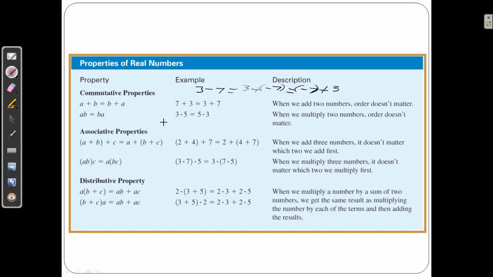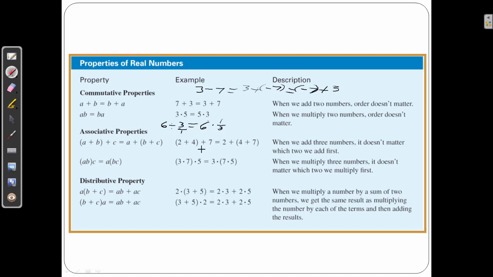So for example, 6 divided by 3, not commutative, but if you rewrite it this way, remember that when you're dividing fractions, you can take a reciprocal and multiply. So now you have 6 times 1/3, and that's commutative, because 1/3 times 6 is the same thing as 6 times 1/3.